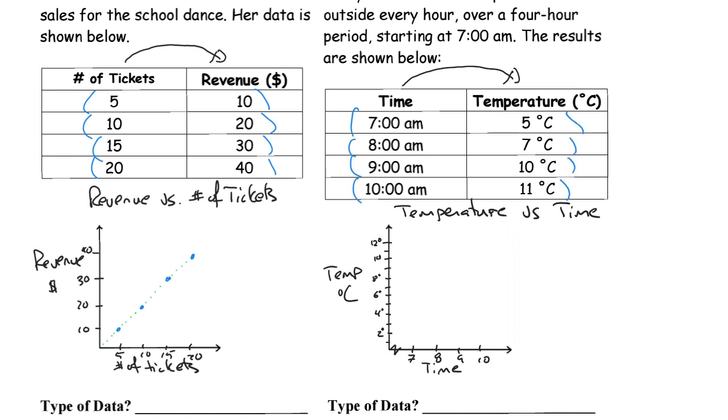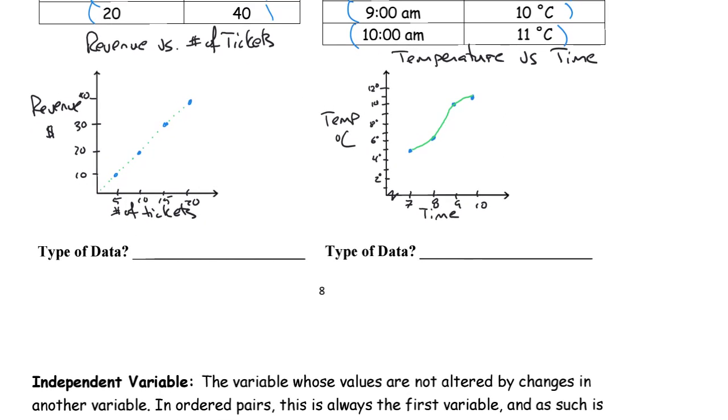Then I'll plot my points. Okay, so 7, 5; 8, 7, it's going to be about there; 9, 10 goes up to here; and then 10, 11, slightly more. Now in this particular case, would the dots be connected? Does it make sense to think about a fraction of an hour, a fraction of a degree Celsius? And the answer is yeah, it does. So it would make sense to put a line through those. As a result, I know that my data in this first type is going to be discrete, whereas this type of data would be continuous.